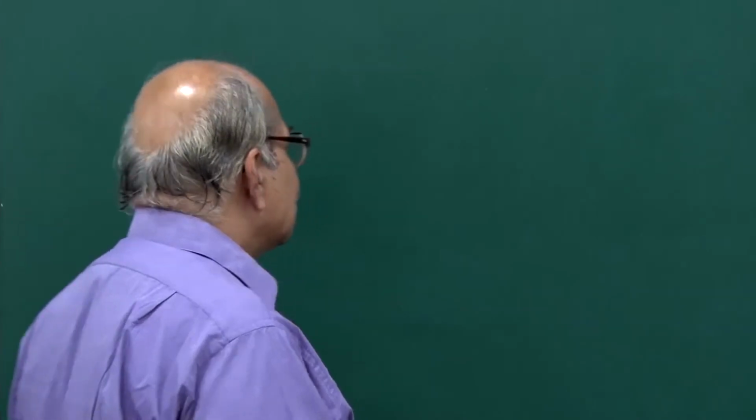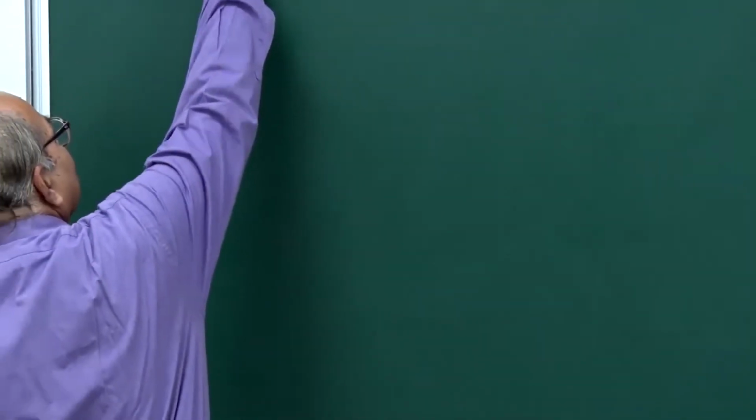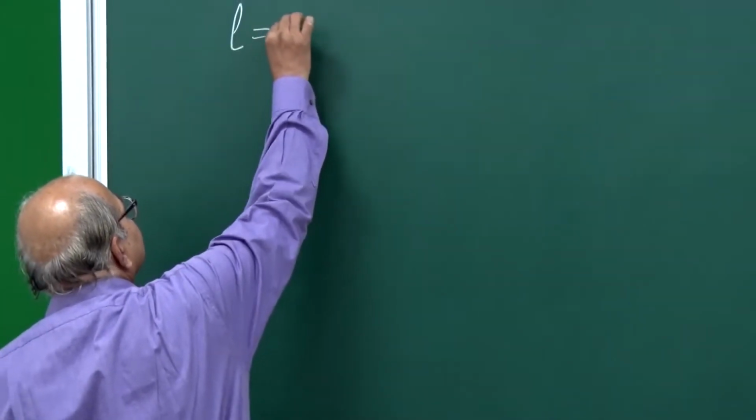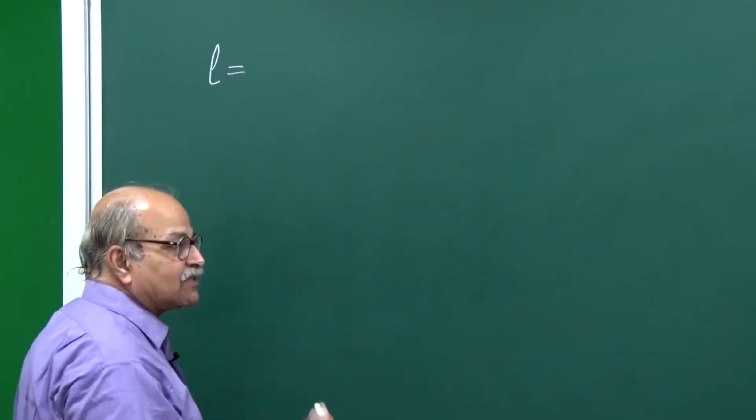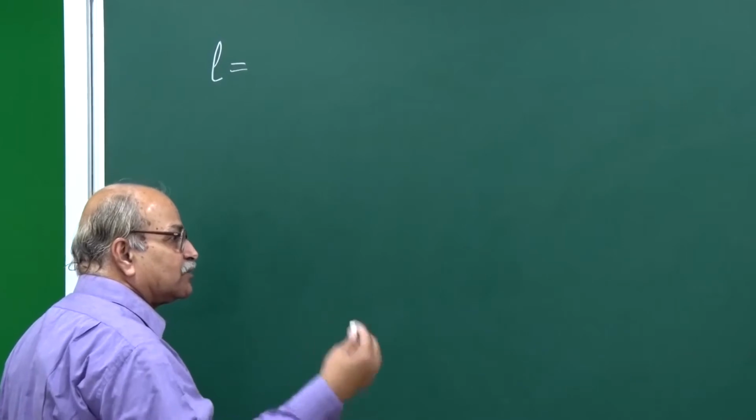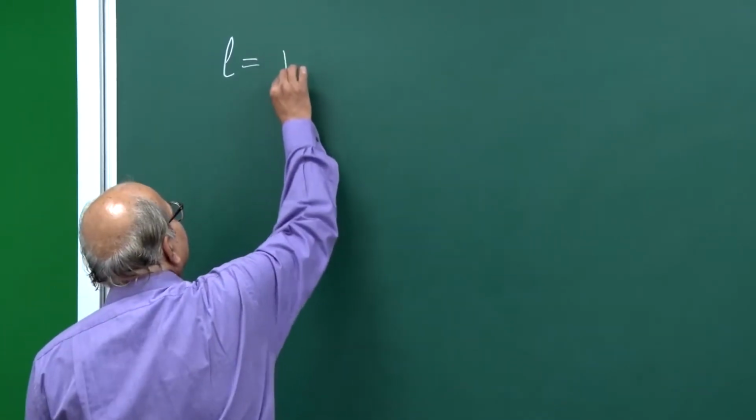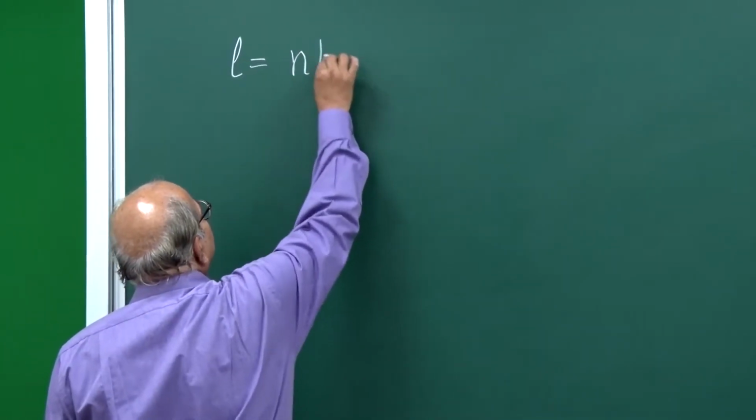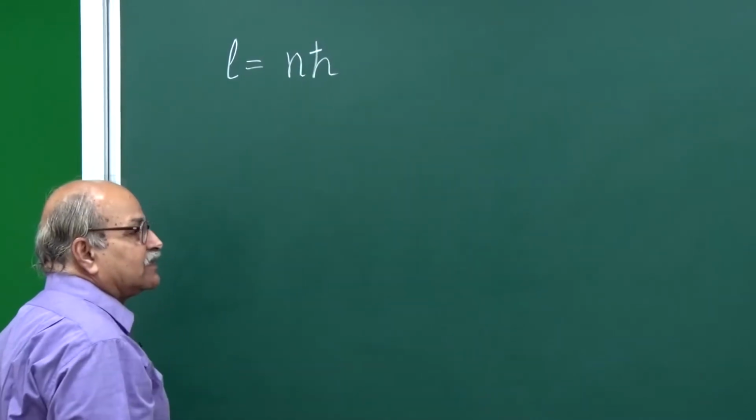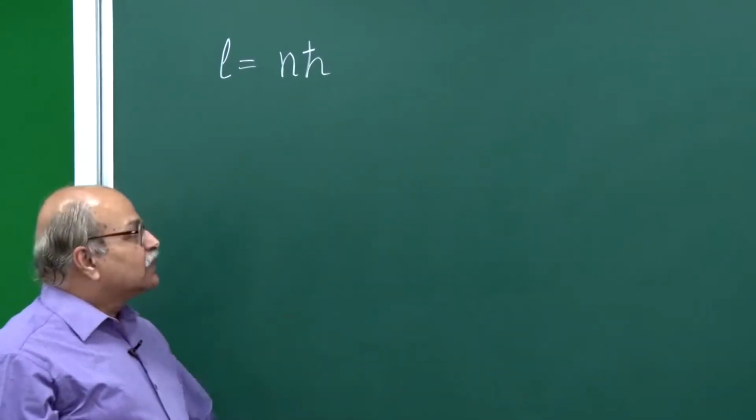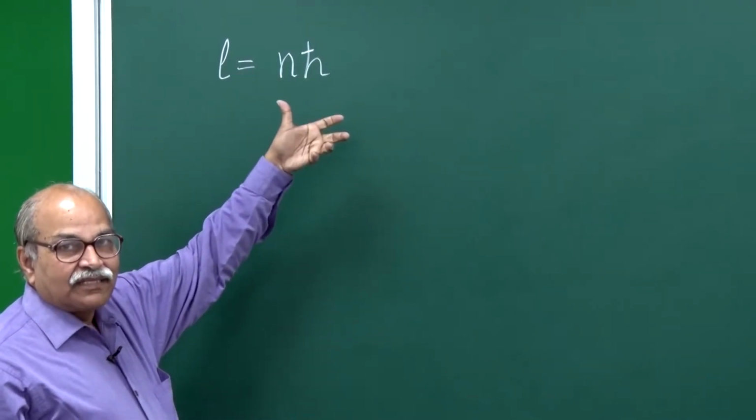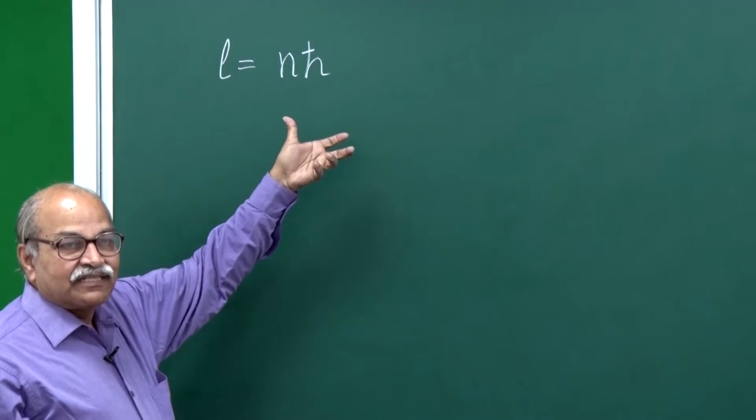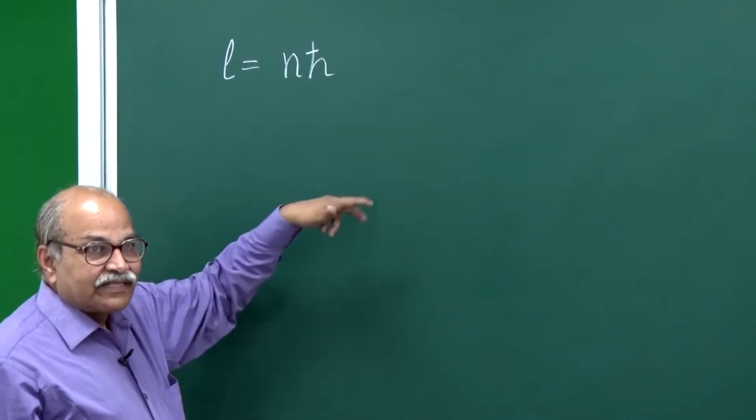For that we had the third postulate, and that was the angular momentum of the electron, which is mass times velocity times the radius of the circle about that proton. That should be an integral multiple of Planck's constant divided by 2 pi. So, this decides which orbits are stationary orbits in which it does not radiate anything.